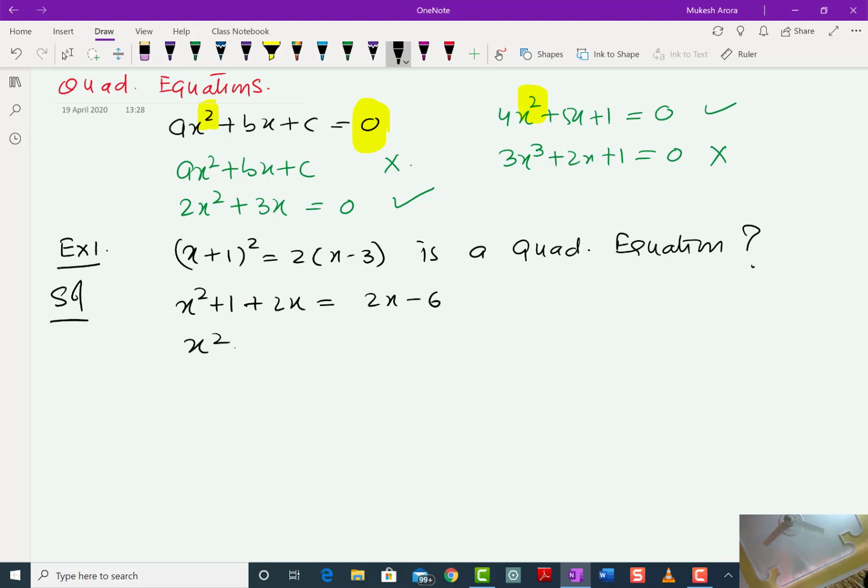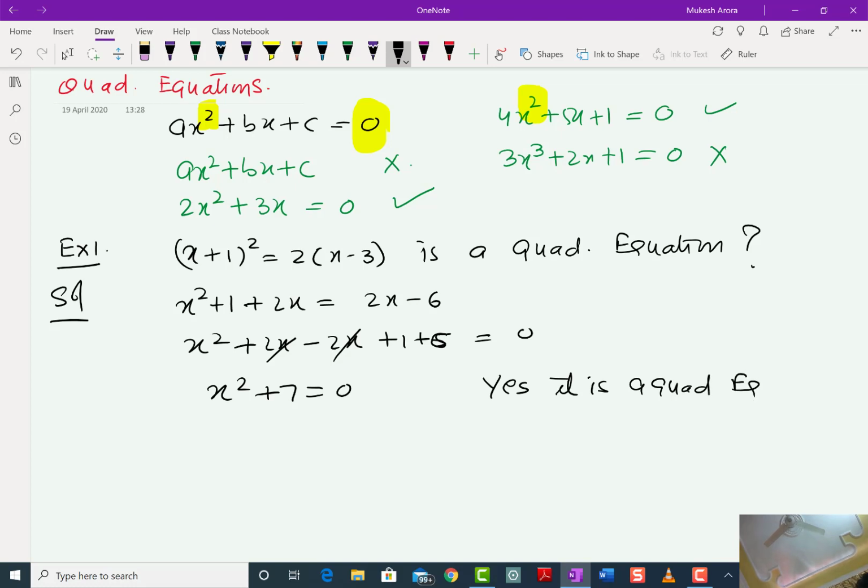So x square plus 2x minus 2x plus 1 minus 5 is equal to 0. So it is x square plus 6 plus 7 is equal to 0. Yes, it is a quadratic equation because it satisfies the rules of a quadratic equation. The highest power is 2 and the equation is equal to 0.